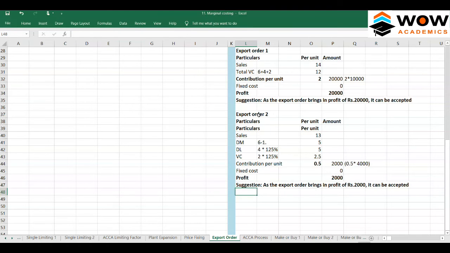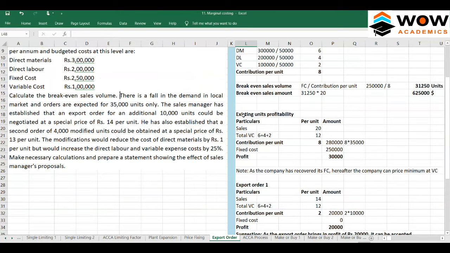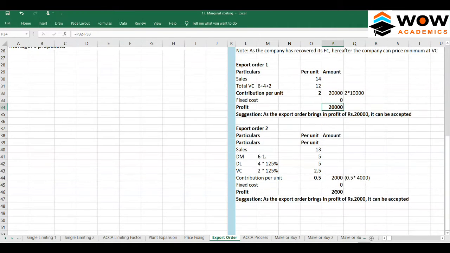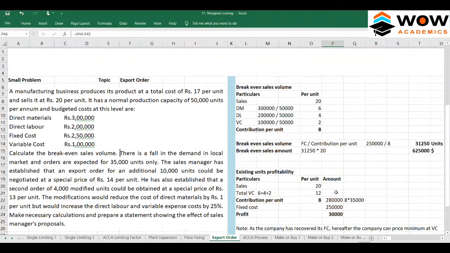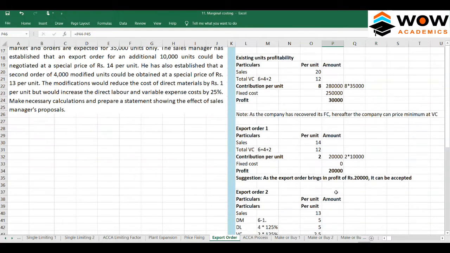So both orders can be accepted. If the existing profitability alone is 30, if they accept order number 1, it will go to 50, and if they accept order number 2, it will go to 52. Okay, so this is about the calculation here. But in some questions they will ask you your opinion, so you have to tell whether it's proper or not.